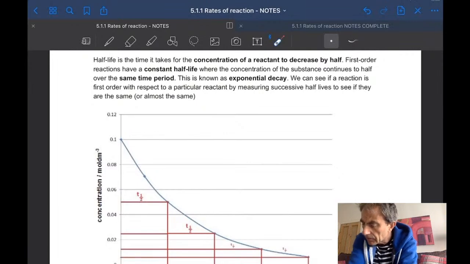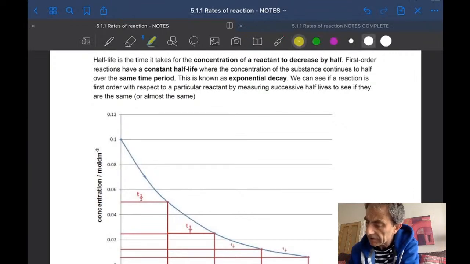So what have I got written there? Half-life is the time taken for concentration to decrease by half. That sometimes gets asked, by the way, to define half-life. First order reactions have a constant half-life, where the concentration of the substance continues to halve over the same time period. This is known as exponential decay. So we can see from a concentration time graph if a reaction is first order by measuring successive half-lives and seeing if they are the same or almost the same.